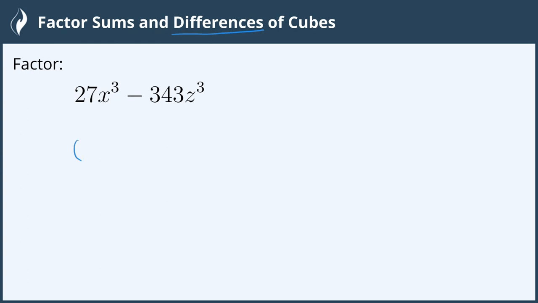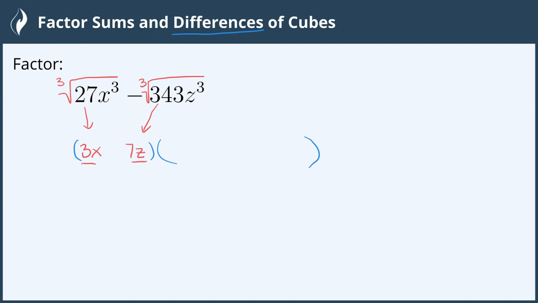So we're going to have a binomial and a trinomial. To find the terms that go into the binomial, the first thing we do is cube root the first term, which will go into the first term of our factored binomial, and then we'll cube root the second term to go into the second term of the binomial. The cube root of 27 is 3, and the cube root of x cubed is x. The cube root of 343 is 7, and the cube root of z cubed is z.